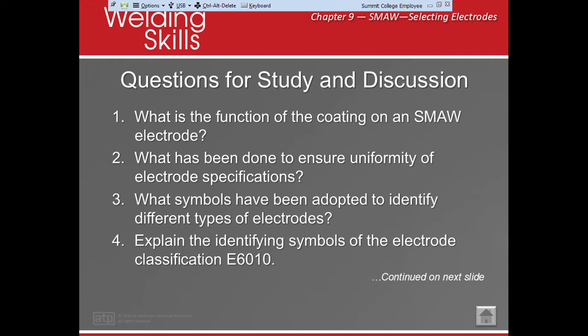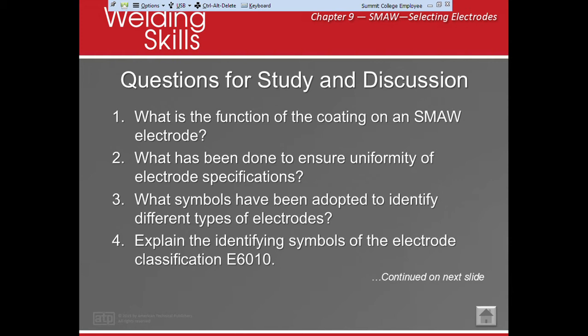What has been done to ensure uniformity of electrode specifications? AWS has made a classification system that consists of numbers and letters and can add additional operating characteristics to show somebody what it is, like kind of an abbreviation. What symbols have been adopted? Well, we know it: E for electrode, and so on.